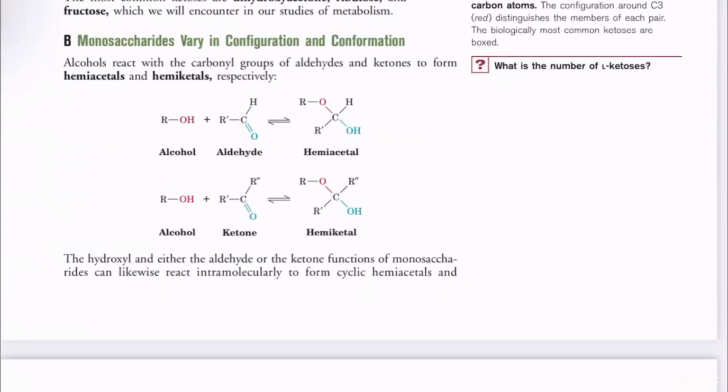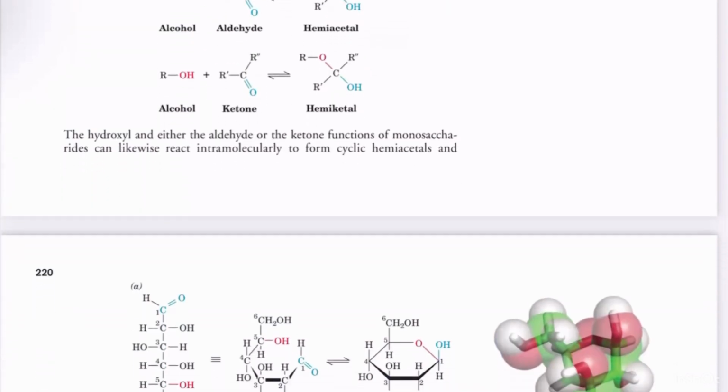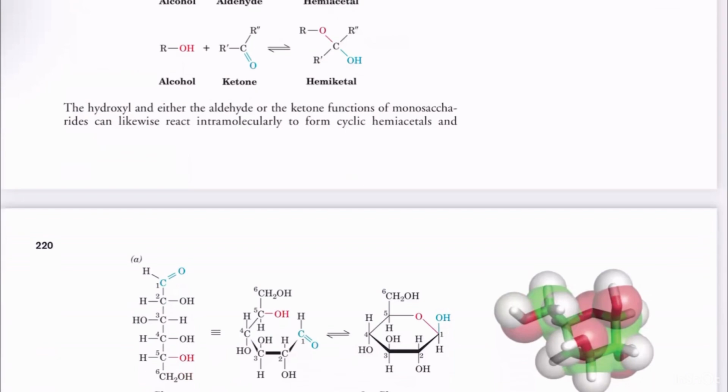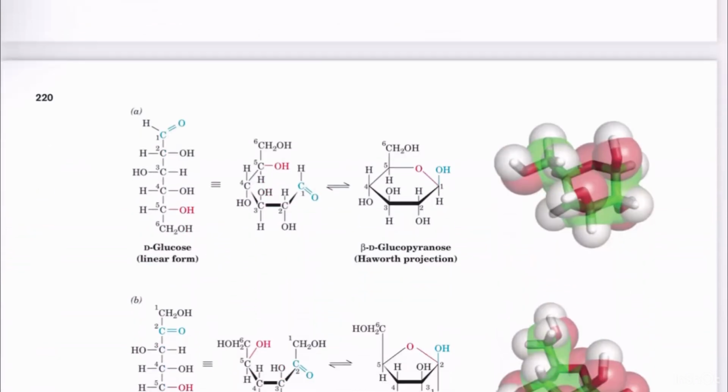Fine? Alcohol combines with an aldehyde and becomes a hemiacetal. That is how a ring structure is formed. Similarly, when alcohol combines with a ketone, it forms a hemiketal group, and that's how the furan ring is formed. The pyran ring for aldose and the furan ring for ketose. This is the packaging of the ring.